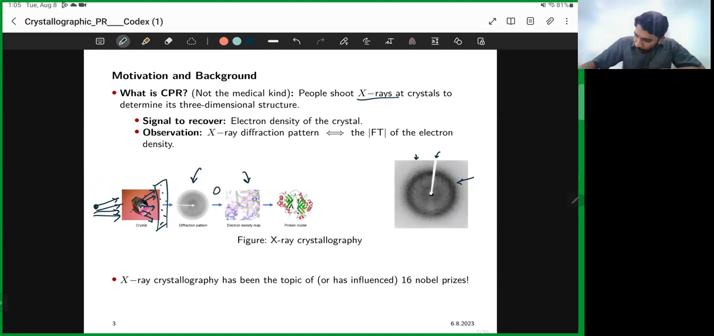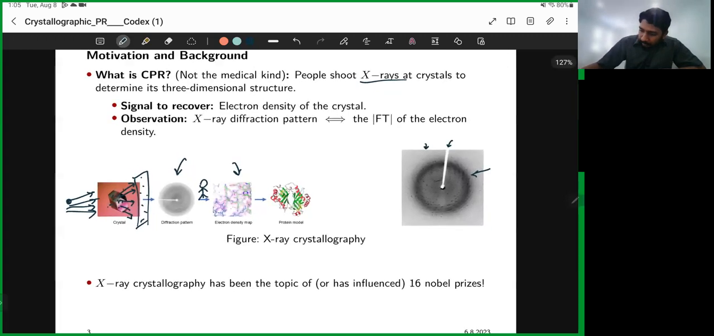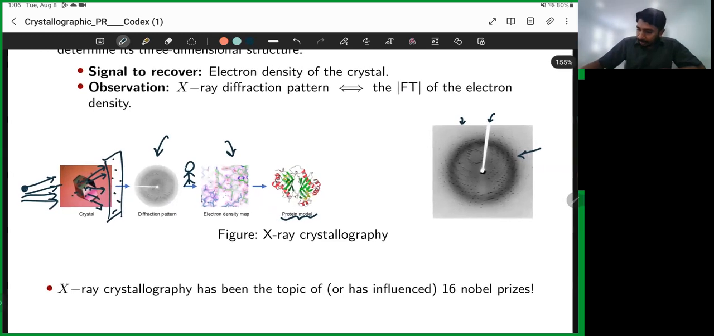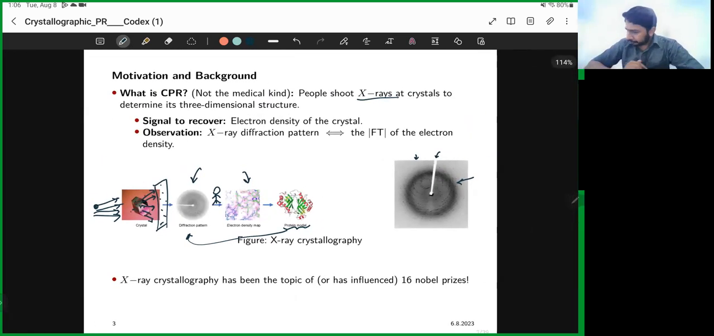So really our work is right here on that arrow, going from that diffraction pattern to that electron density map. And then of course, there have been a lot of models developed to take that electron density map and turn it into a protein model. And typically the process doesn't stop here. Once you have a protein model, people do the process all over again to iteratively improve their model until some sort of convergence is observed, right?